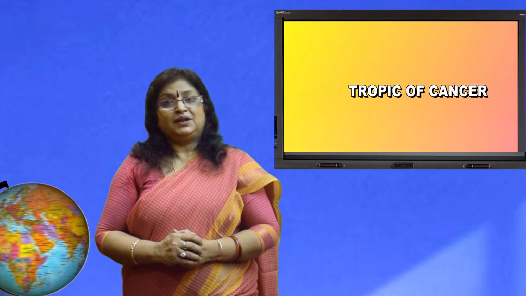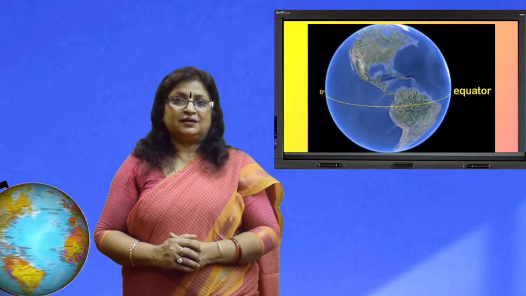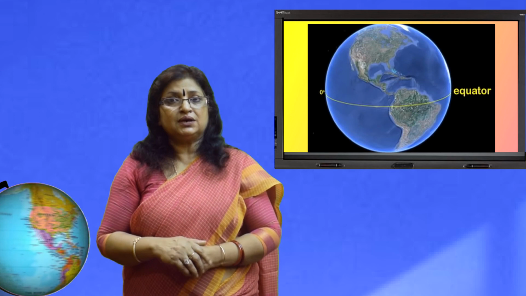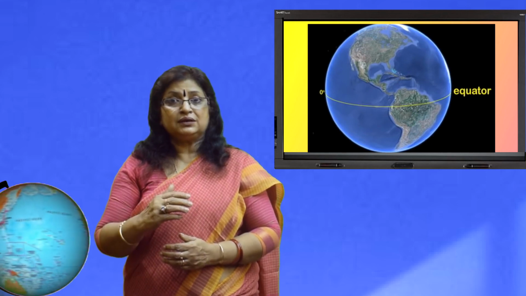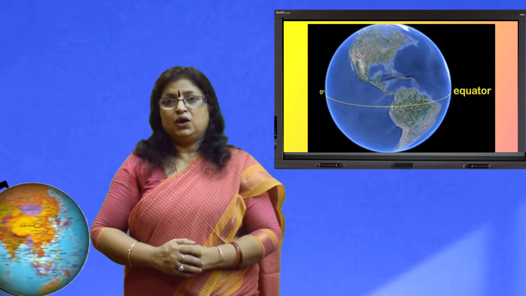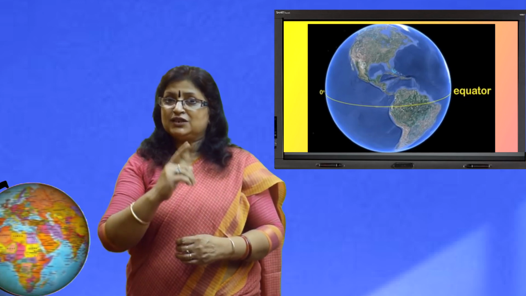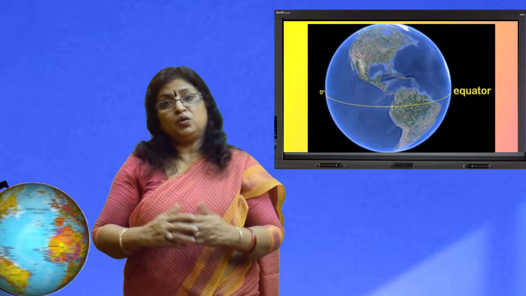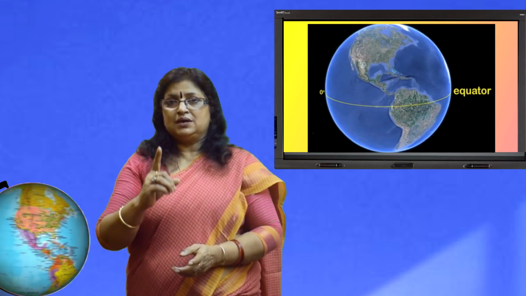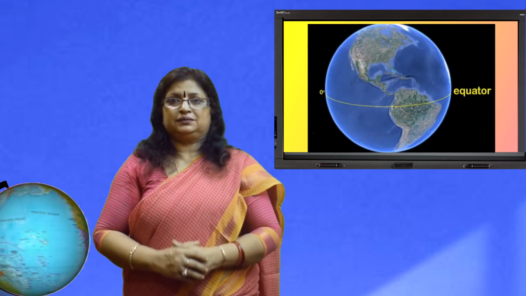Coming to the next question. Can anyone tell me which line of latitude passes through our country called India? Yes, it is the Tropic of Cancer. What is the equator? It is an imaginary circle which divides our earth into two equal halves. When I ask you about the equator, I must also ask you what is a globe. It is a replica of the earth.